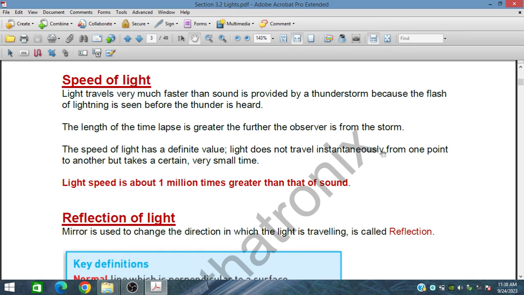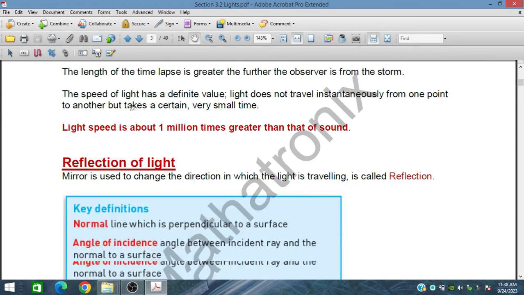Light does not travel instantaneously from one point to another, but takes a certain very small time. Light speed is about 1 million times greater than that of sound. So light is 1 million times faster than the speed of sound. So the speed of light is very high.